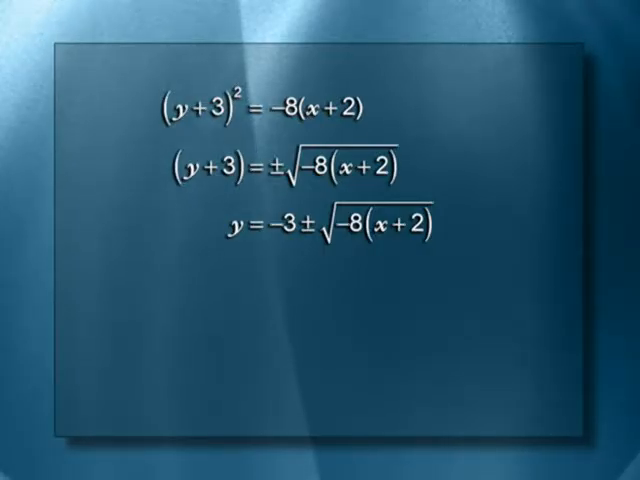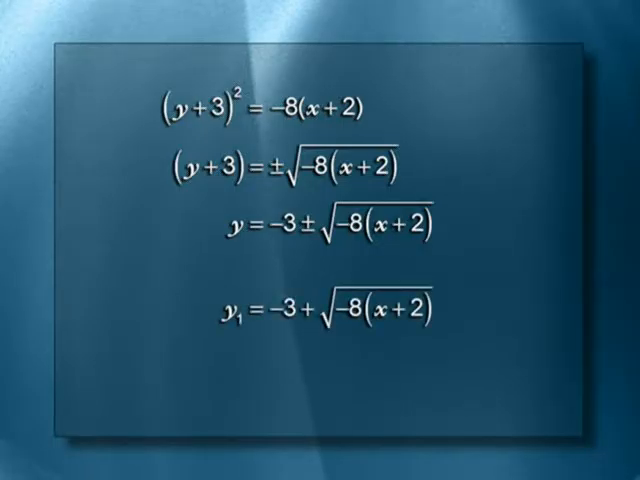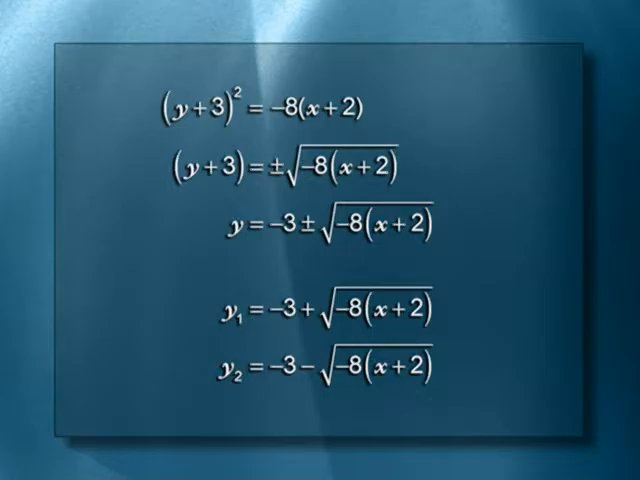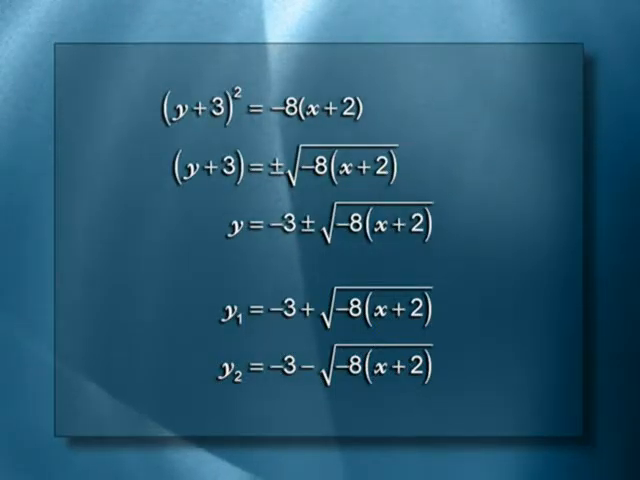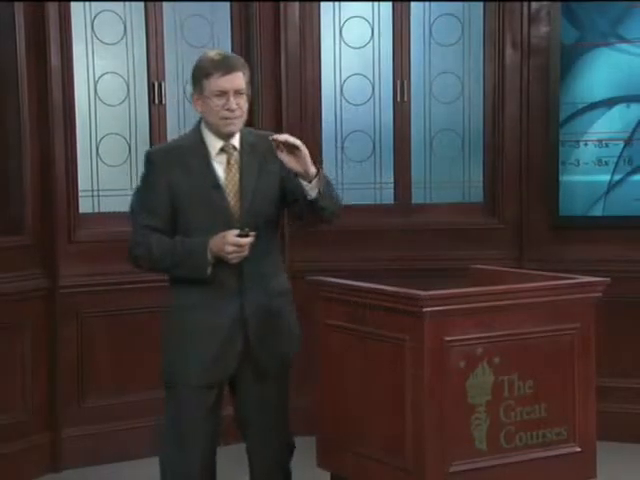So there are really 2 equations here, aren't there? One equation is minus 3 plus the square root of that thing, and the other equation is y2, say, minus 3 minus that square root. And those are the 2 equations you would graph on your graphing utility. The first one would give one piece of it, and the second one would give the other piece. Isn't that neat?